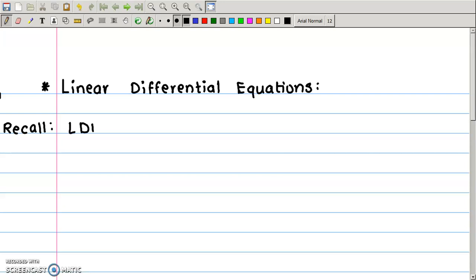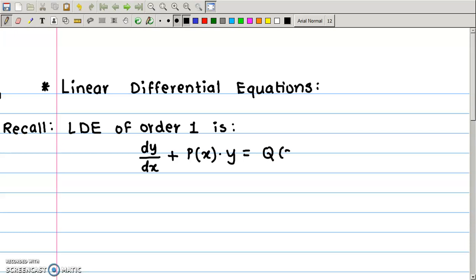So a linear differential equation of order 1 is given by, the general form from Engineering Mathematics 2, we can identify dy by dx plus p of x into y equal to q of x, where y is the dependent variable, x is the independent variable, p and q are any functions of variable x, then this is our linear differential equation of order 1.